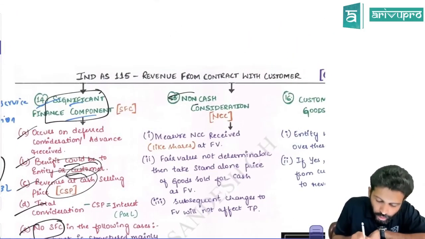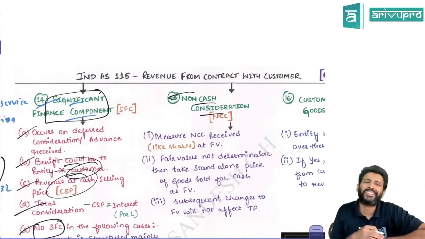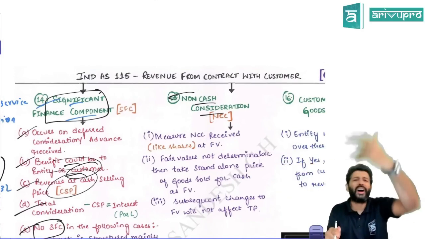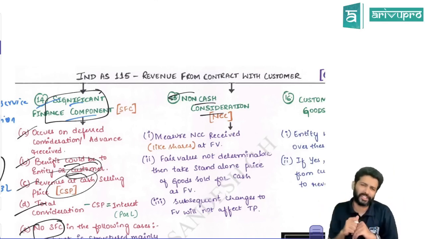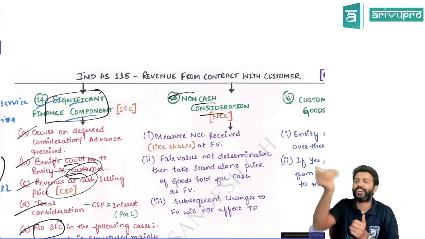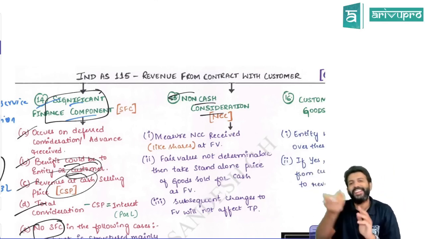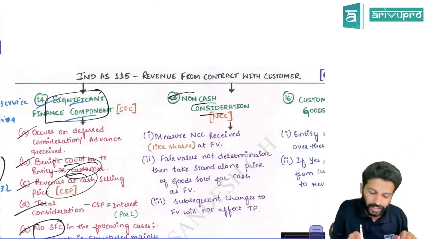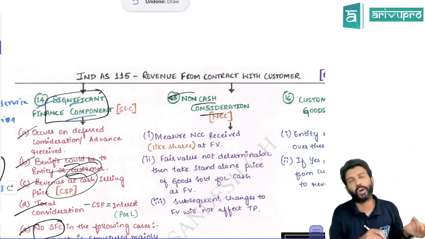Okay, the next is non-cash consideration. Non-cash consideration means, sir, we sold the goods. Instead of receiving cash, our customer gave us some equity shares. Or instead of giving cash, he gave a building, he gave machinery, like this. Instead of receiving cash, if we receive something else, we call that non-cash consideration. So in that case, what to do, sir?